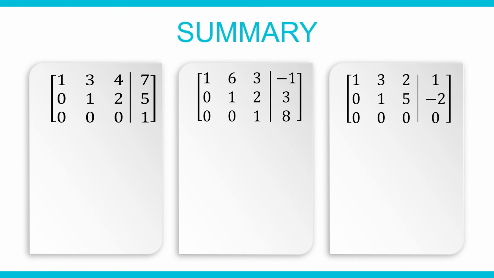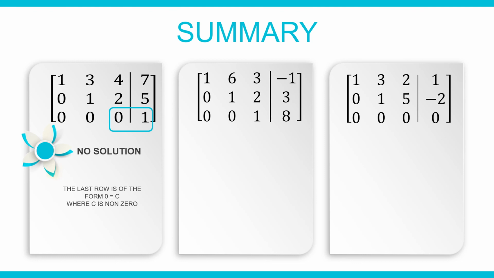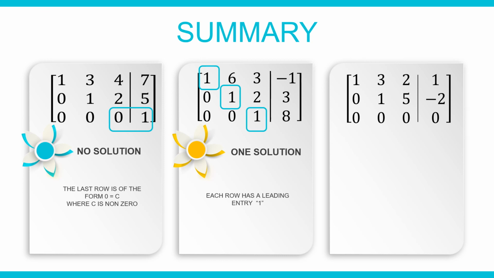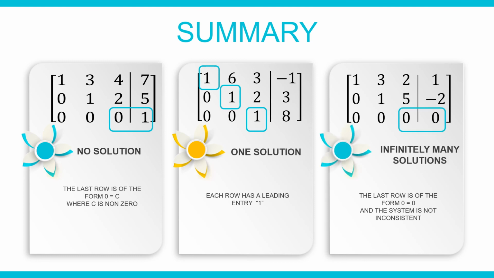Let's summarize what we have learned today. Given an augmented matrix in row echelon form, we can identify the number of solutions of a linear system. That is, when the last row is of the form 0 equals c, where c is non-zero, then the system has no solutions. Next, if each row has a leading entry 1, then the system has one solution. And lastly, if the last row is of the form 0 equals 0 and the system is not inconsistent, then the system has infinitely many solutions.